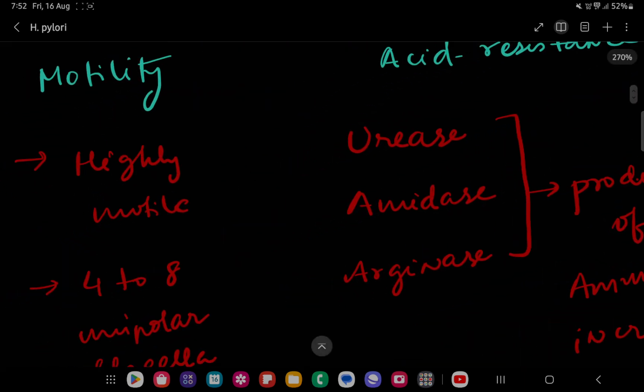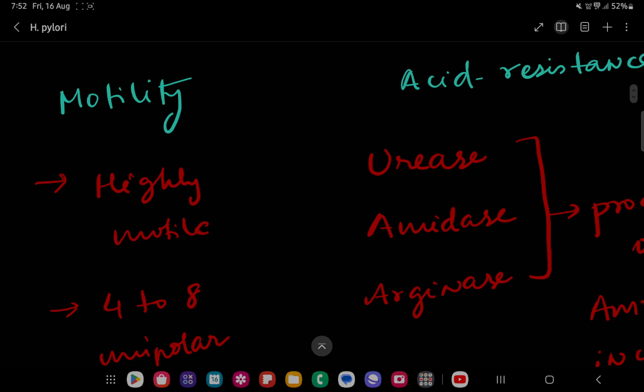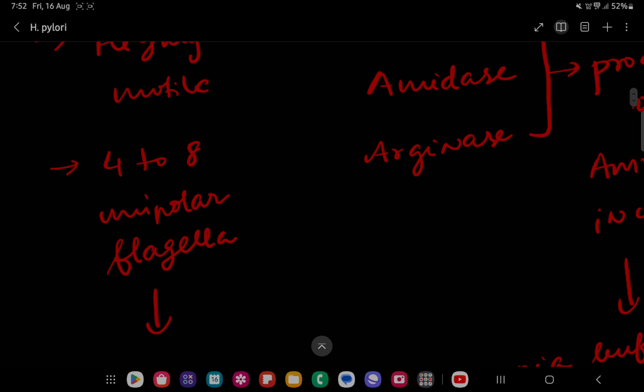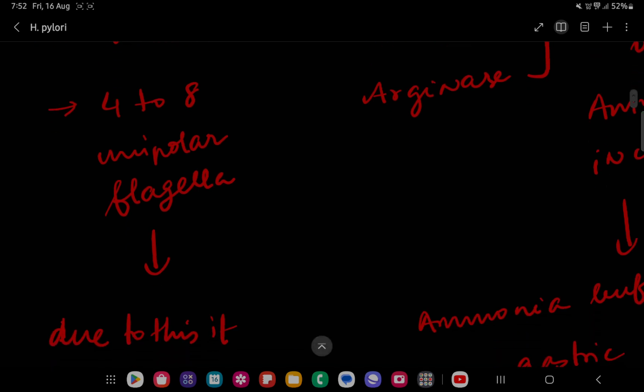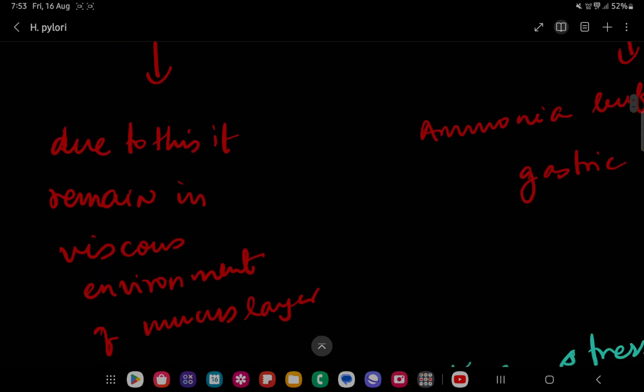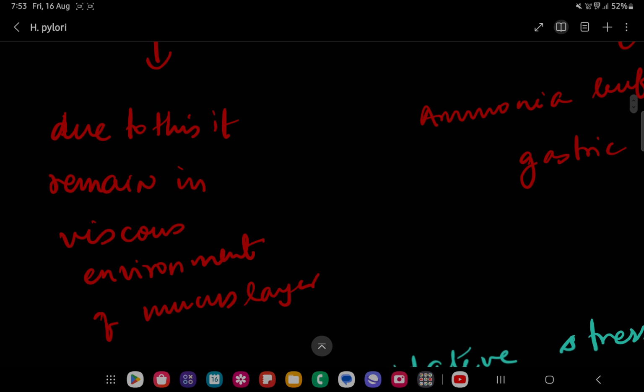Let's see motility. Motility means H. pylori is highly motile. What provides motility? Obviously flagella. It has 4 to 8 unipolar flagella, right? Due to this, it remains in the viscous environment of the mucus layer. This is the first and foremost feature.